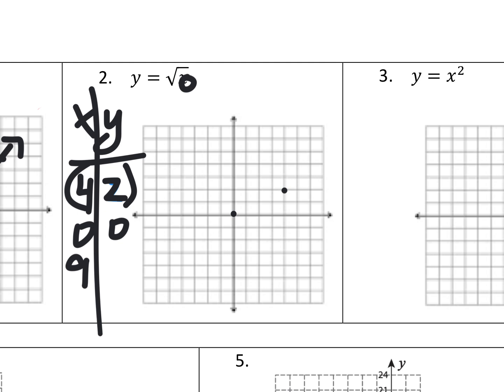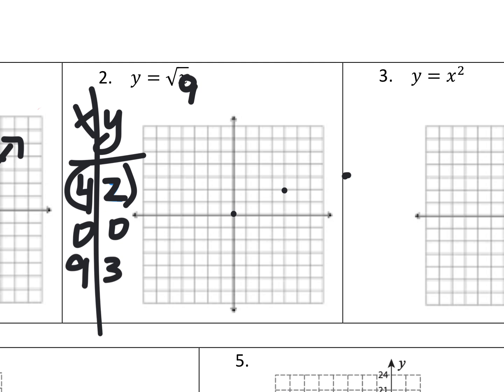Now I'm going to put in 9. Anybody have that memorized? Square root of 9? 3. 1, 2, 3, 4, 5, 6, 7, 8, 9. It's okay to do this, but it wouldn't have been required on the test. I went off the graph, and that's where 9, 3 would have been.